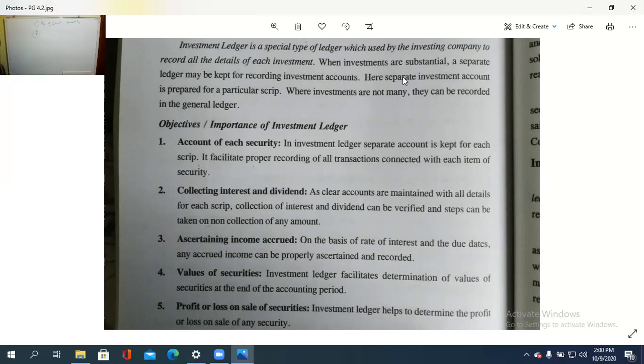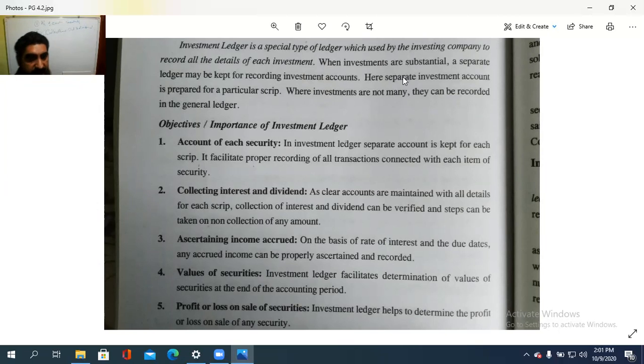Second point is collecting the interest and dividend. That is the main work of this. As is clear, accounts are maintained with all the details for each scrip. Collection of interest and dividend can be verified and steps can be taken on non-collection of any amount. In cases where interest and dividend are collected, and in cases where it is not received, necessary steps should be taken to collect that particular amount regarding the interest and dividend. So the second point is collecting interest and dividend.